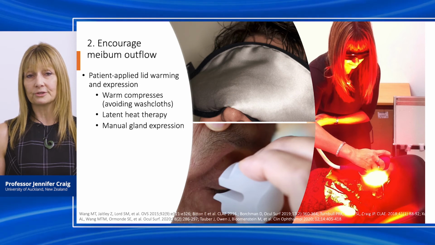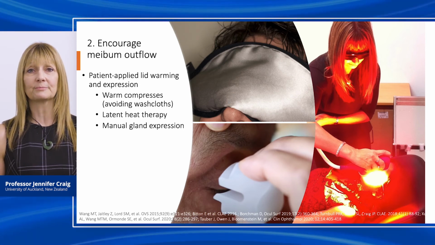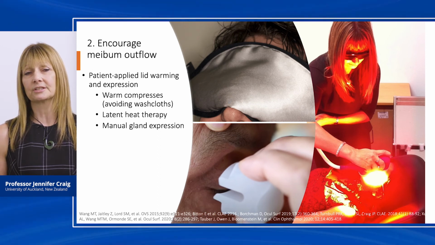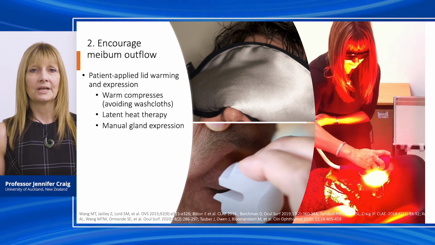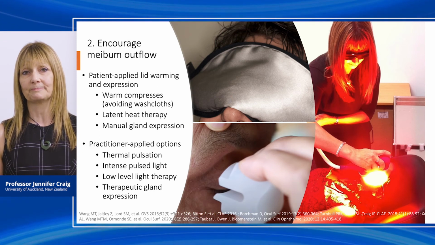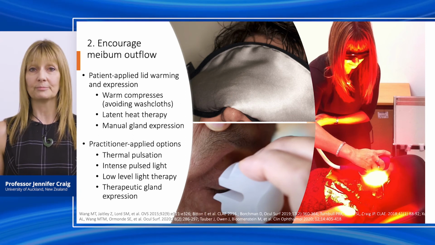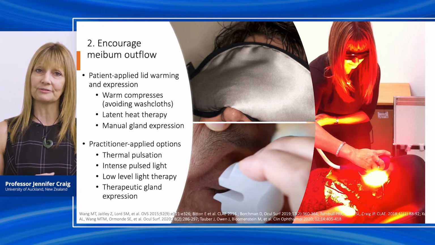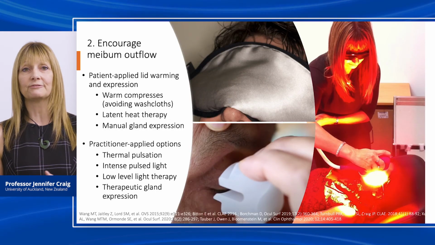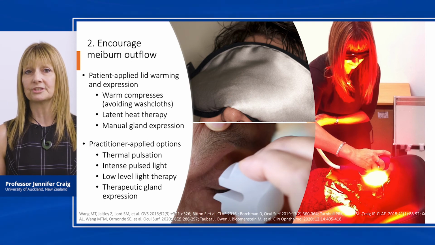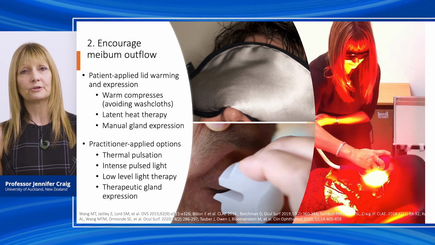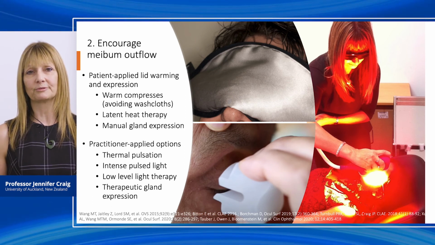Encouraging outflow of the oils after warming is important, and patients might achieve this with gentle digital manipulation of the lids or with a dedicated silicone expression device. An increasing number of practitioner-applied treatments exists for in-office application. These include treatments that heat the meibomian glands from the palpebral conjunctival side this time, rather than the outside. There's also intense pulsed light, and low-level light therapy has received some interest in recent years. And where treatment doesn't include inbuilt expression, it's typically followed by therapeutic gland expression performed in office.